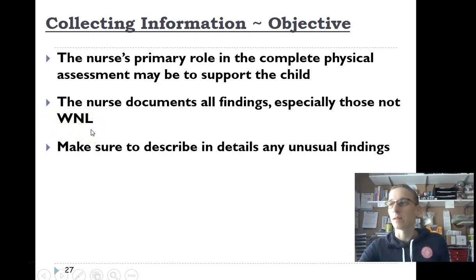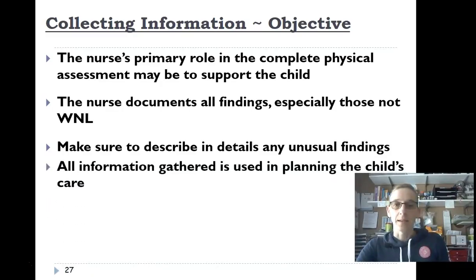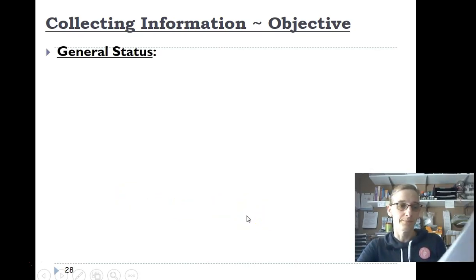That's what WNL means. You don't ever say anything looks normal. It's charted either within normal limits or within defined limits, WDL. And those limits are usually listed for you so that everyone knows what you mean when you say within normal limits. You're saying it's meeting these certain criteria. Make sure to describe in detail any unusual findings, and all information gathered is used in planning the child's care.